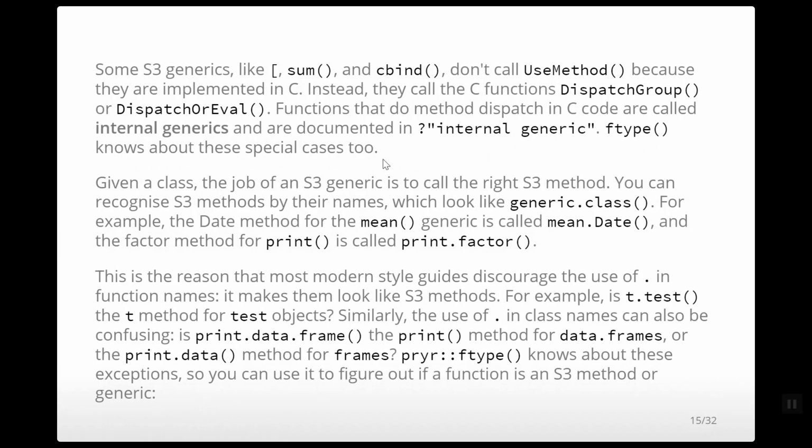But the way generic functions are implemented is that they will be written as the name of the generic function, dot, the class. So for example, if we have the mean, and it's for objects of class date, it's going to be the mean.Date function, okay? And if you want the factor method for the print function, it's the print.factor function, okay?